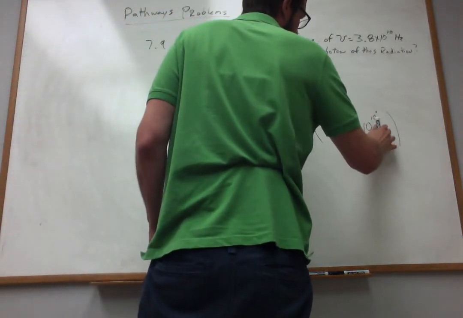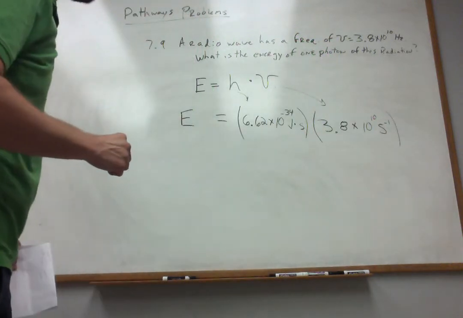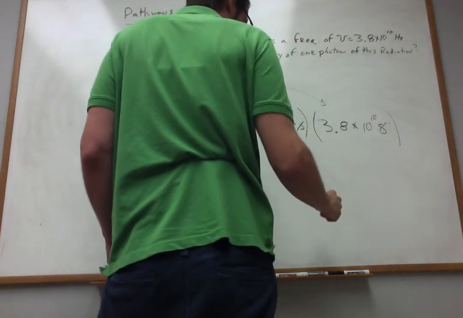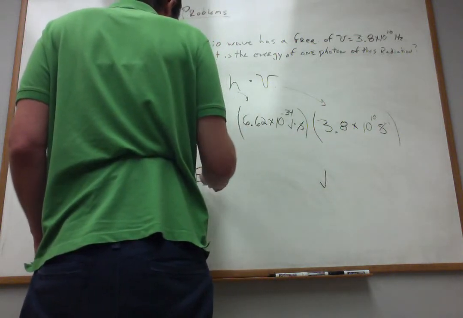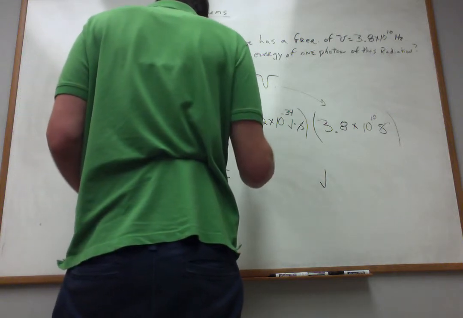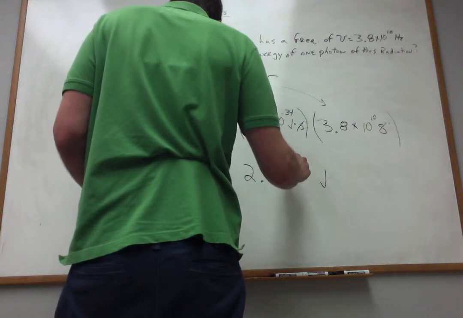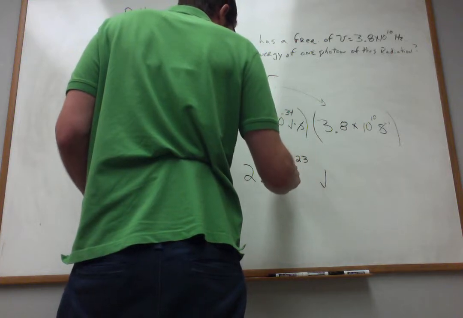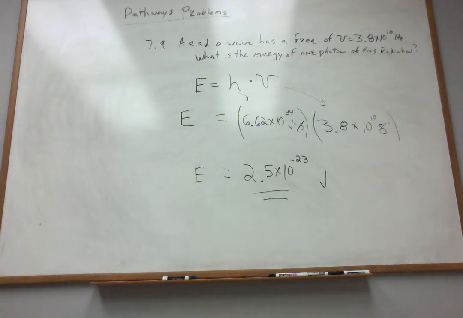Hertz, if I convert that to an analogous unit, is just cycles per second, or seconds to the minus 1. So as a result, the second units are going to cancel out. This is like 1 over a second, right? Now I'm going to be left with energy units of joules, which is what I want for this particular problem. And if I do the multiplication here, I quickly learn that the energy of one photon of this radiation is 2.5 times 10 to the minus 23rd joules.